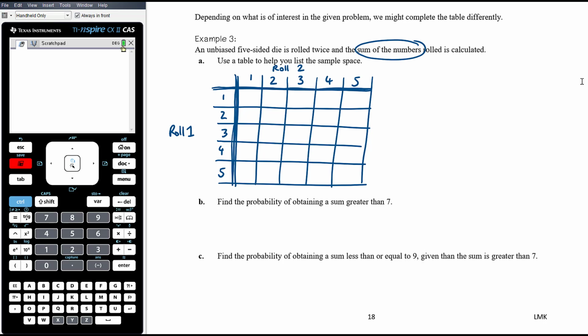So if I roll a 1 and then a 1, I'm going to calculate their sum to get 2. If I roll a 1 and then a 2, I'm going to calculate their sum to get 3. 4, 5, 6. If I roll a 2 and then a 1, I get 3, 2 and then a 2, I get 4, 2 and then a 3, I get 5, etc. And we can fill out the rest of the table with the sums, because that's what we're interested in in this particular problem.